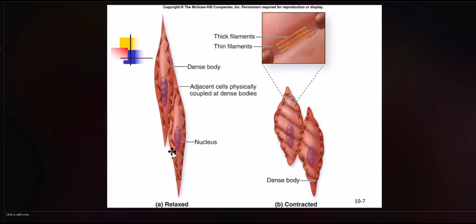Again, we're not worried about the dense body sort of structures. They still have thick and thin filaments in them, but not arranged in the same way. And the cell does absolutely change shape. We go from this long, skinny, fusiform shaped cell to a scrunched up, contracted cell.